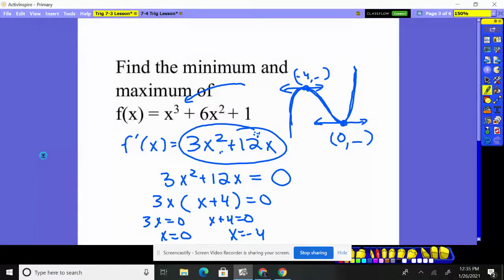So we plug 0 into this equation, we're going to get 1. 0 cubed plus 6 times 0 squared plus 1 is 1. Negative 4, a little trickier. That'll be negative 64 plus negative 4 squared, 16 times 6, that's 96, plus 1. So 97, take away 64, gives me 33 for that height there. And you can see it's at a height of 33, which is way higher than this height of 1. So we know we're correct with this being our maximum and that being our relative minimum.